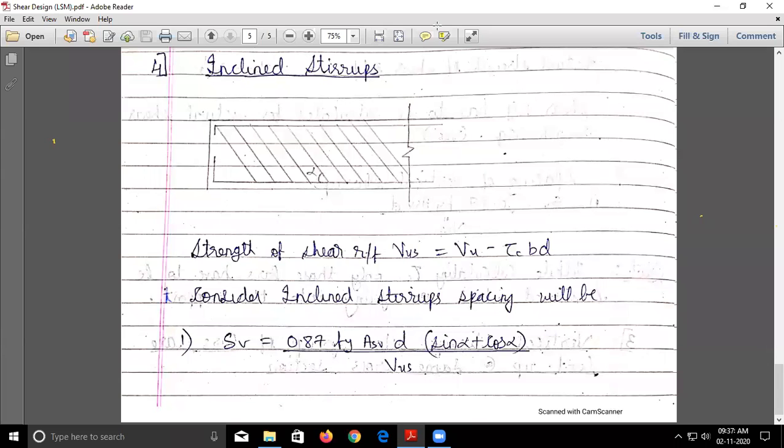If anyone has any doubt, they can ask me right now, because after this we are going to start with the numericals. Yes, anyone?